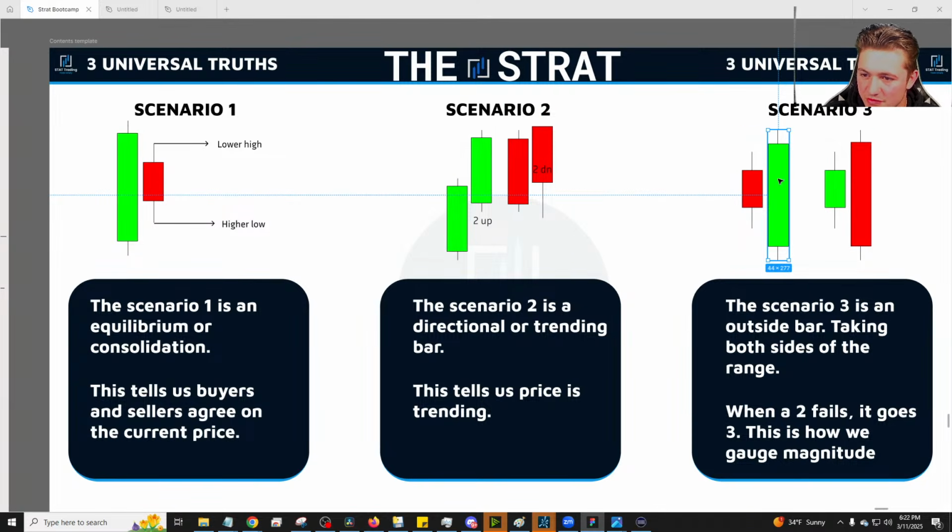But you can see, in order for this three to happen, it has to make a new low and a new high. So it's going to have to make the new low first and then make the new high. The same way with a three to the downside. It's got to start as a two to the upside first, like this, and then go scenario three. So this tells us how to gauge magnitude of where price is going.